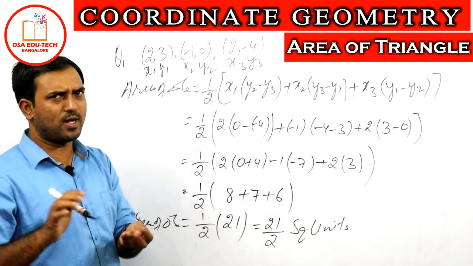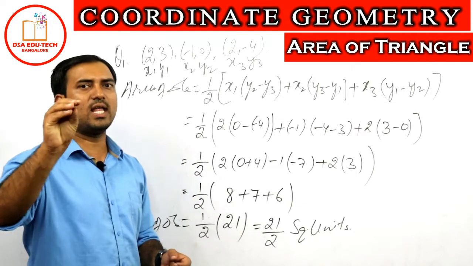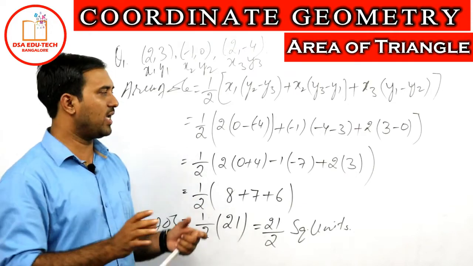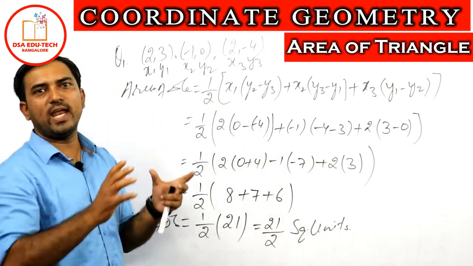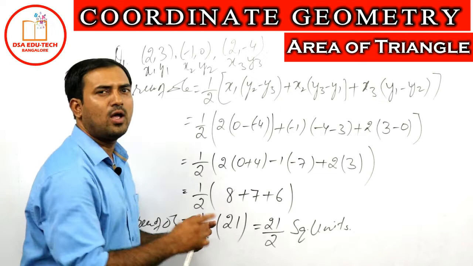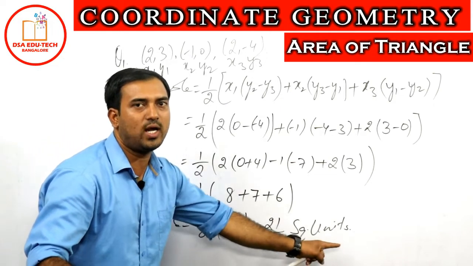So it's very simple, right? In every question they may give you 3 vertices and ask you to find the area of the triangle. If you know the area of triangle formula, very easily you can get the answer. Whenever you get the answer, do not forget to add the unit, square unit.